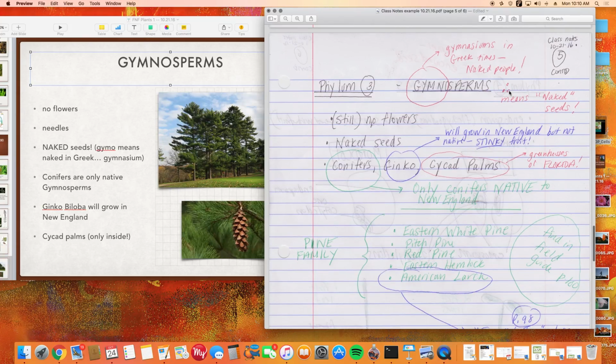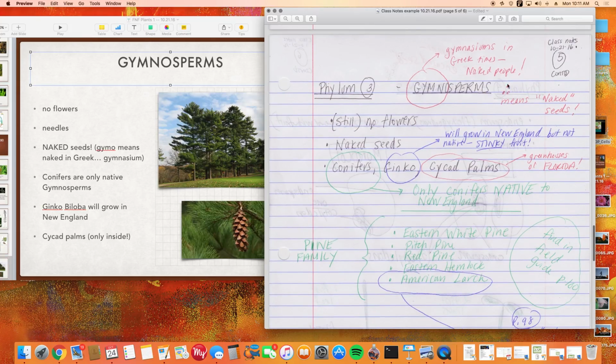triangle, three dots, 1, 2, 3. That's a little scientific symbol. It means therefore: naked seeds. Okay. So when you do note taking, sometimes you're going to use little symbols. Okay. So gymnosperms means naked seed.